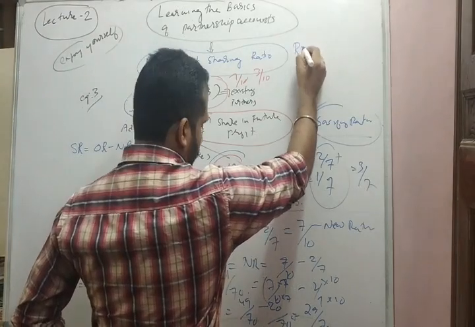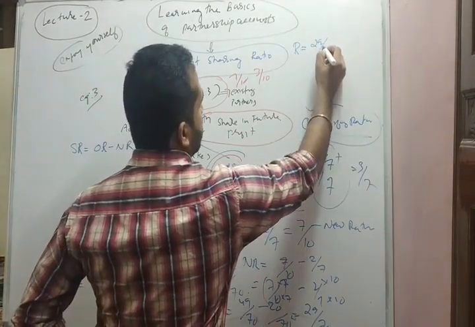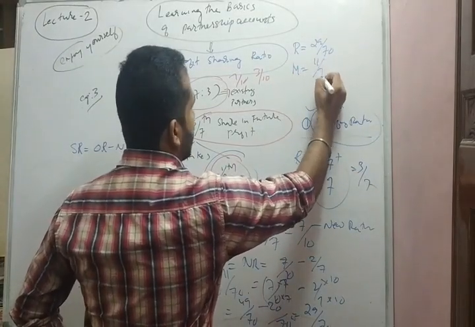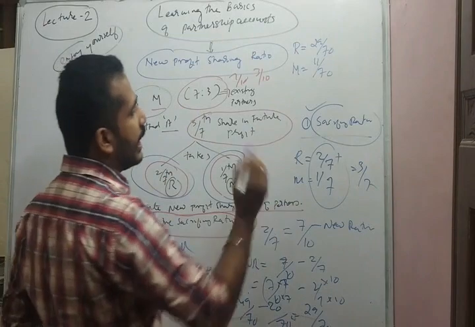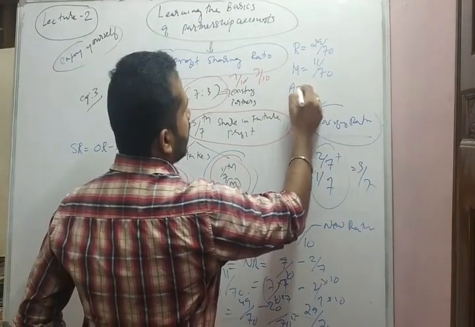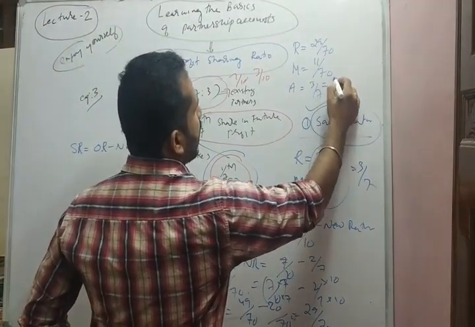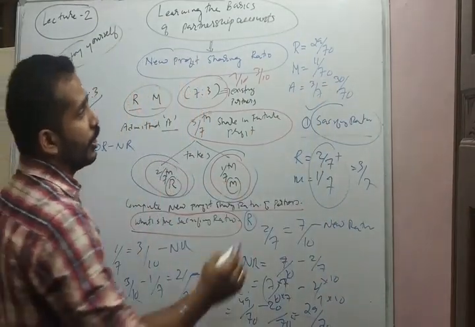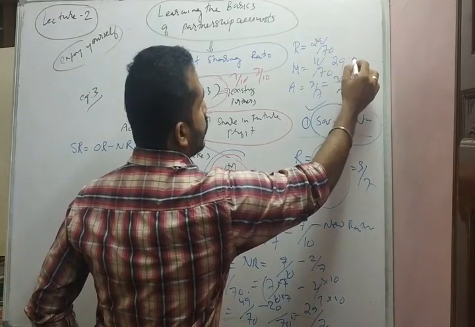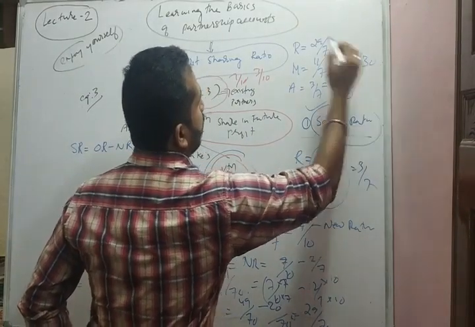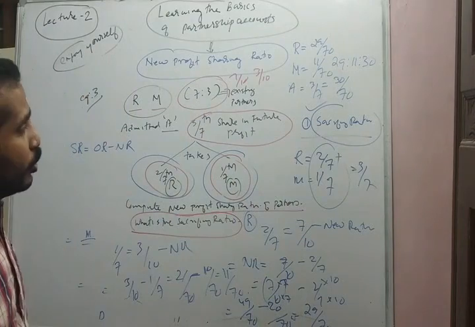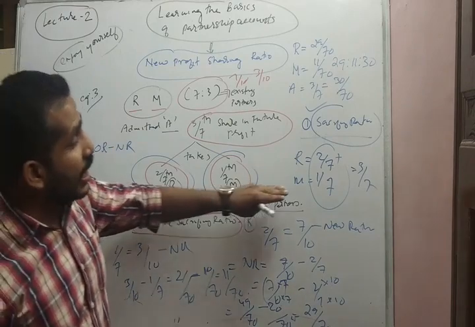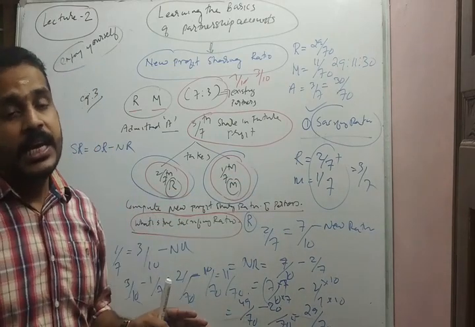So what is the new ratio now? For R, we have arrived at 29 by 70. For M, we have arrived at 11 by 70. For A, it is already given in the question as 3 by 7, which means 30 by 70. So the new profit sharing ratio is 29 is to 11 is to 30. This is how we will compute the new profit sharing ratio when a new partner is admitted and the sacrificing ratio of existing partners is given in the question.